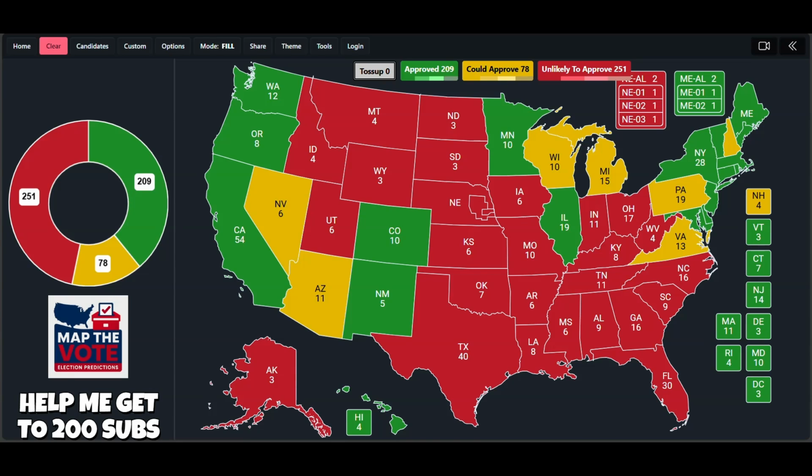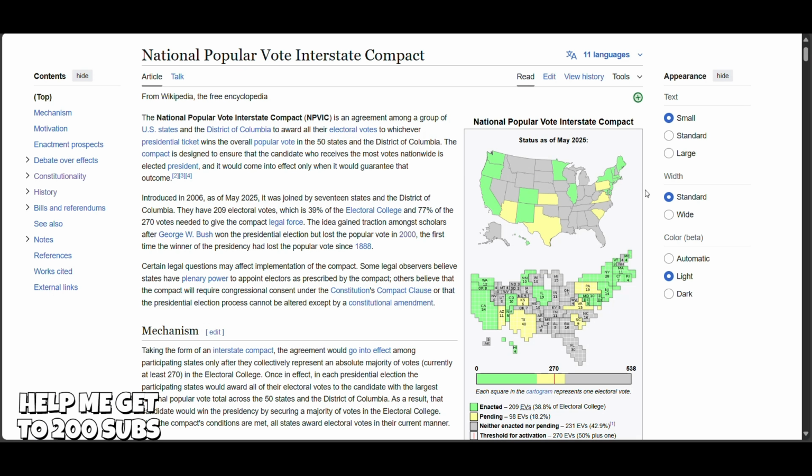Well, there's something called the National Popular Vote Interstate Compact, and essentially it's an agreement between a bunch of states where they say that we will award our electoral votes to whoever wins the national popular vote, regardless of who wins our state. And this agreement goes into effect if the states that agree to it have at least 270 electoral votes.